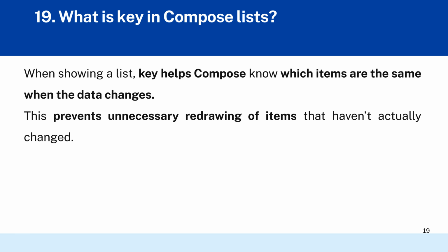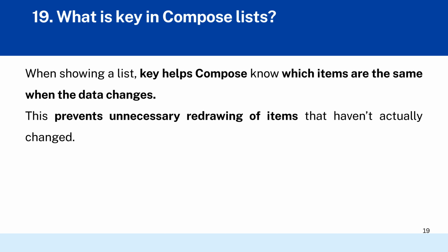What is key in Compose lists? When showing a list, key helps Compose know which items are the same when the data changes. This prevents unnecessary redrawing of items that haven't actually changed.